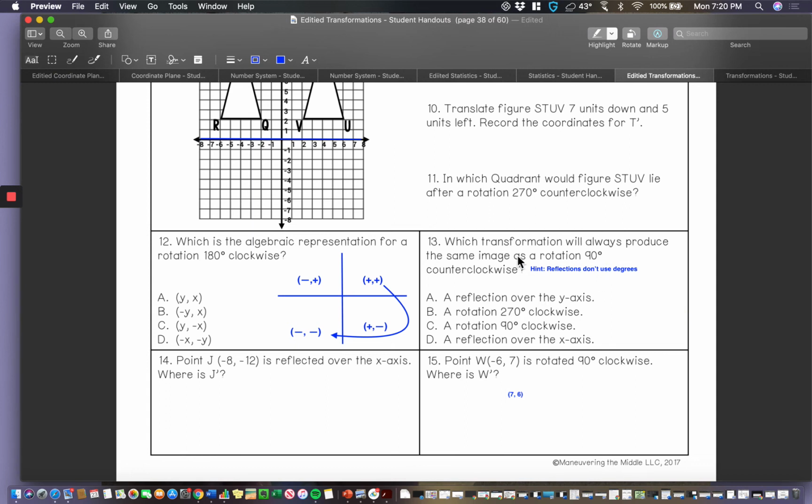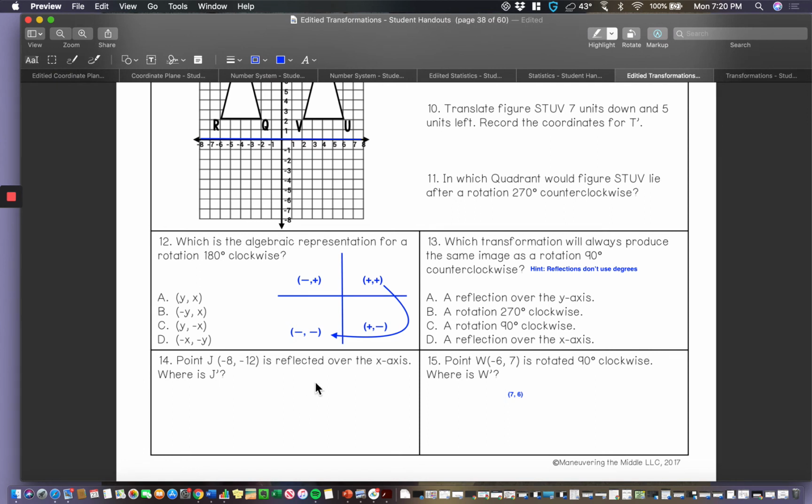And it says, which transformation will always produce the same image as a rotation of 90 degrees? So it's basically asking, does B or C produce the same image as rotating it clockwise? I mean, they already use 90, so I feel like this answer is pretty obvious. B says point J, -8 and -12, is reflected over the x-axis. Where is J as your new image?